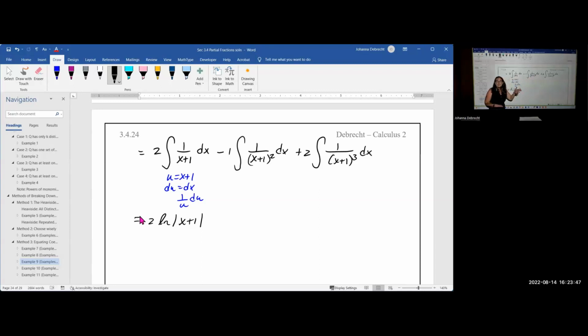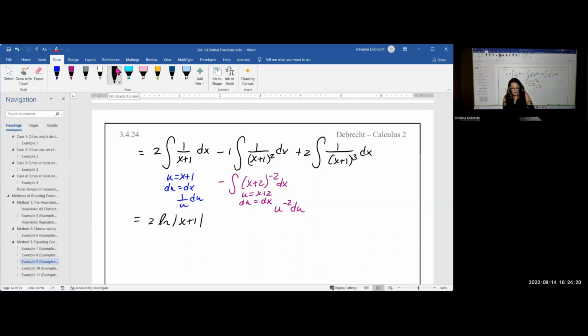Actually, this is even easier. It's just use substitution. I could rethink of this particular one instead as negative the integral of x plus 1 to the negative 2 dx. I could let u be x plus 1 and du would be dx. So this becomes u to the negative 2 du. Well, what's the integral of u to the negative 2 du? U to the negative 1 divided by negative 1.